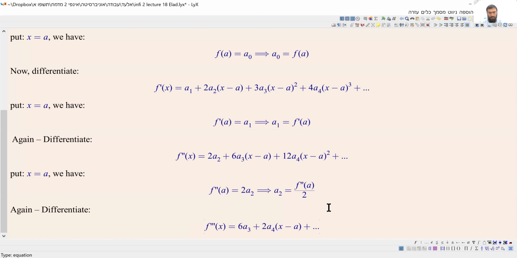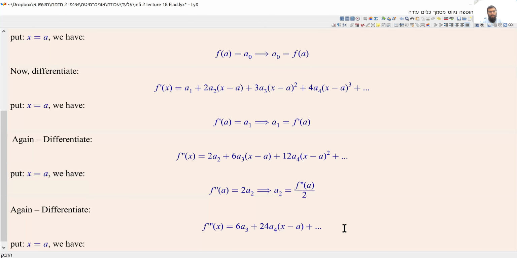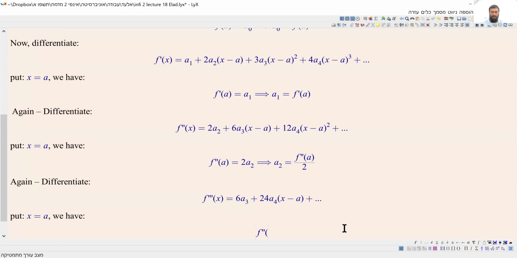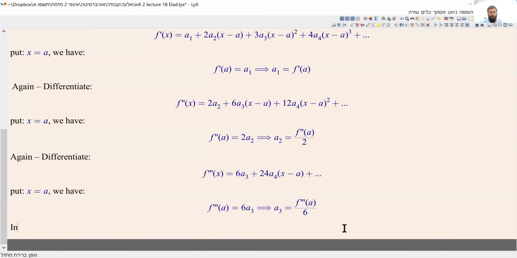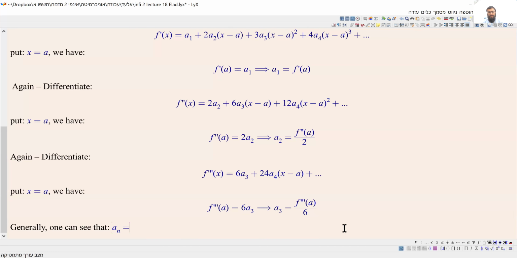It's 2024. And when we put x to be a, we get that f'''(a) is 6a3, meaning that a3 is actually f''' above 6. Now 6 is 3 factorial, and generally one can see that an is the nth derivative at a above n factorial.